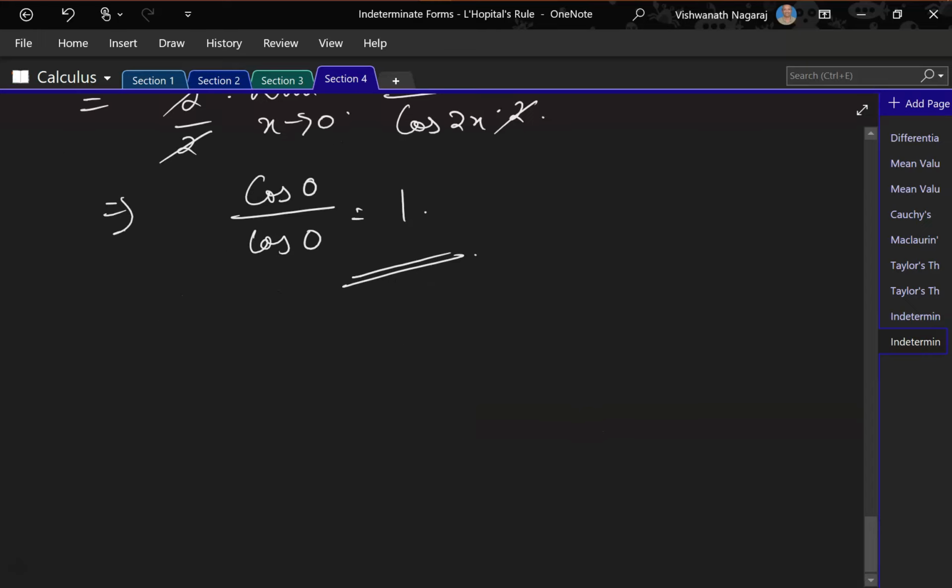Very tricky problems can be very easily solved using L'Hopital's rule.